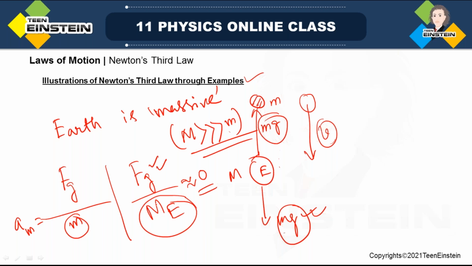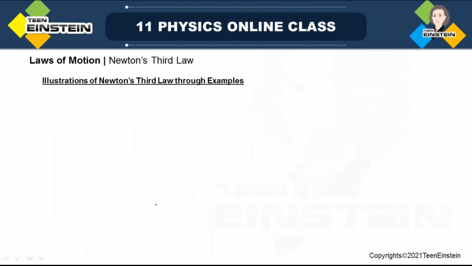Anyway, we have learned what is action and reaction. Even so, in this case, there was no physical contact between the earth and that particular object, but still, due to gravity, it is feeling a force towards the center, and the stone also will be pulling with the same force, that is called reaction. Now what we will do, we will illustrate Newton's third law through a few examples.